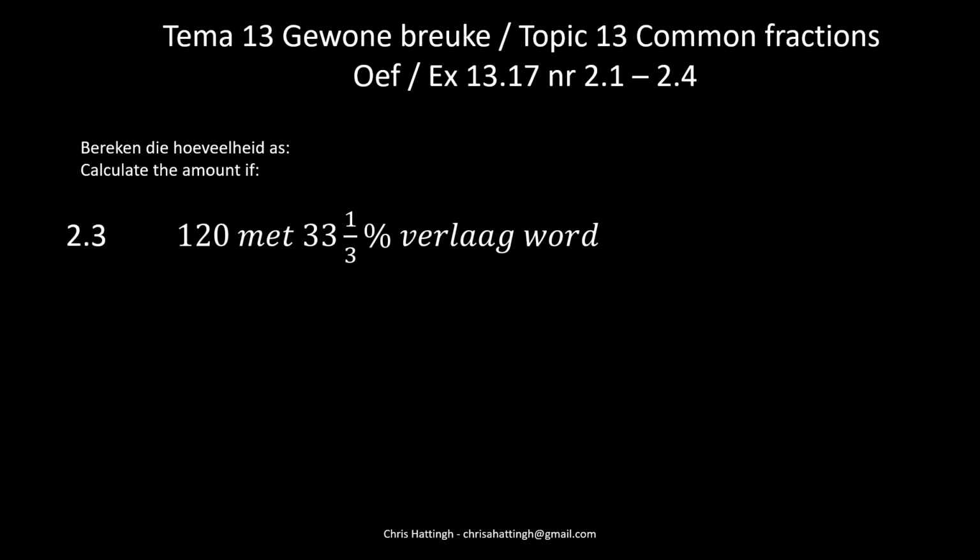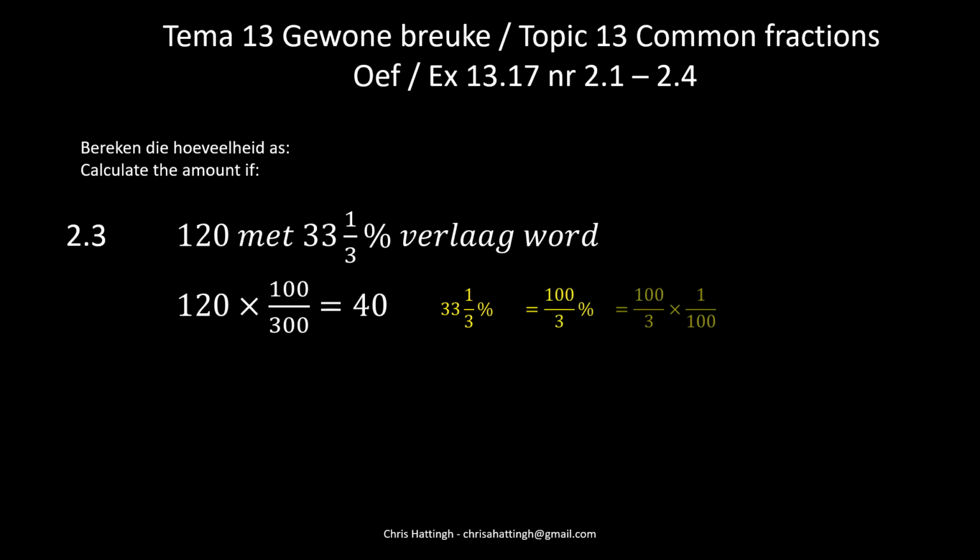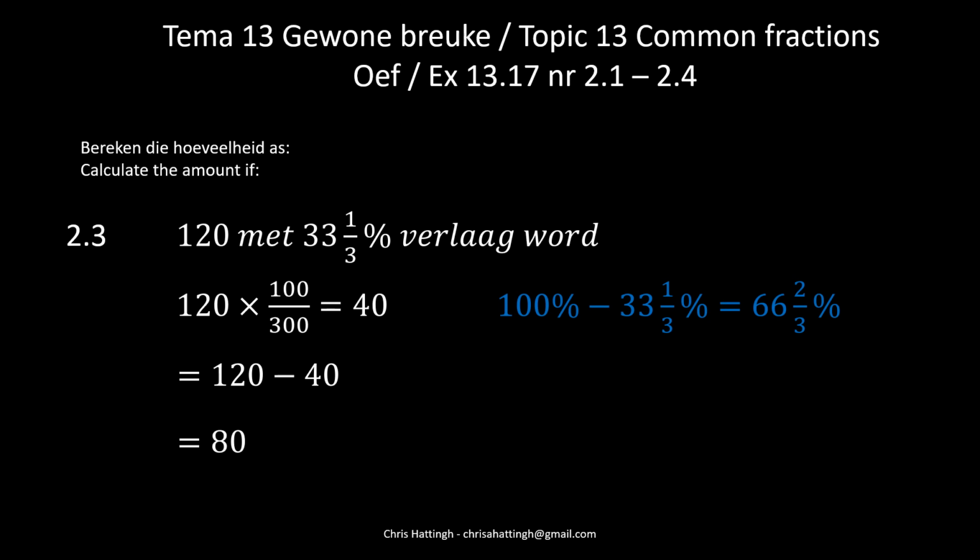Number 3, 120 is decreased by 33.33%. You calculate 33.33% of 120, which is 40. And then you take the 40 and you subtract it off 120 to get 80. Or what you can do is you're looking for 66 2/3% of 120, and that will give you 80 as well.